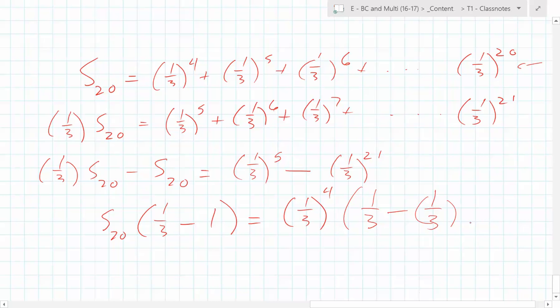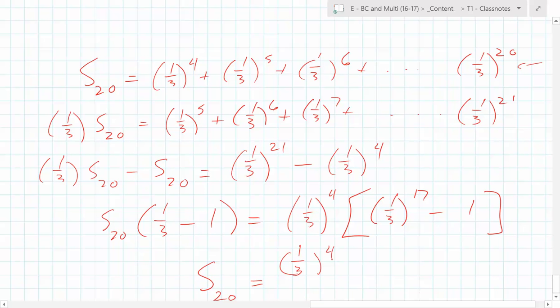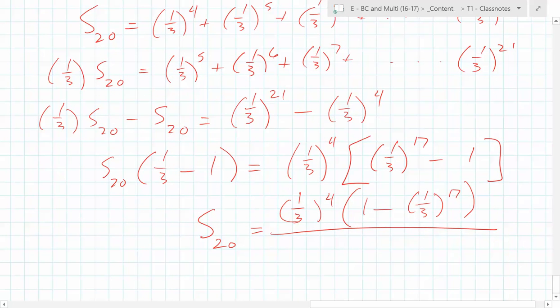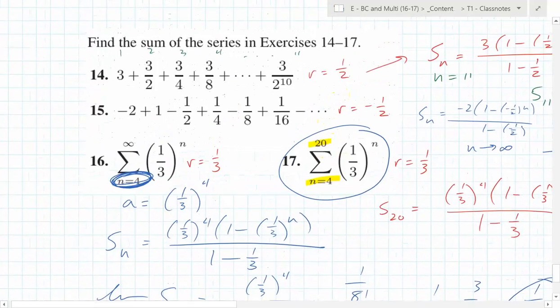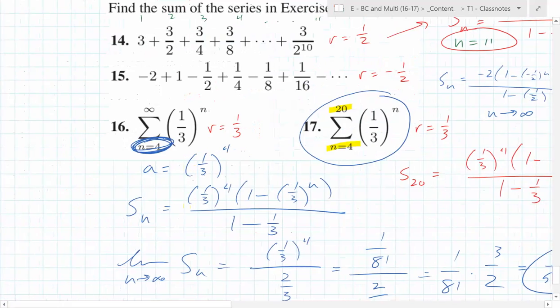If we factor out 1/3 to the 4th, what do we end up with in here? 1/3 to the minus 1, correct? And can we flip those around? So what do you end up with S20 being? 1/3 to the 4th, 1 minus 1/3 to the 17th all over 1 minus 1/3. So is it indeed 17? We also could kind of see that in the first one, because what did we have to start with here? N equals 11, like kind of like 1 greater than the index that you plug in. Okay.